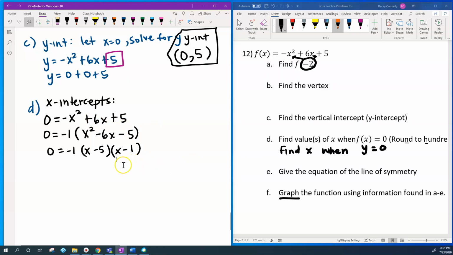So this doesn't factor, so let me just get rid of this. And then we can go back up and do our quadratic formula where a is negative 1, b is 6, and c is 5. But I'm not going to spend more time doing that. I think you guys are good with the quadratic formula and knowing how to get that done. So let's talk a little bit about what the line of symmetry is and how I can find that.